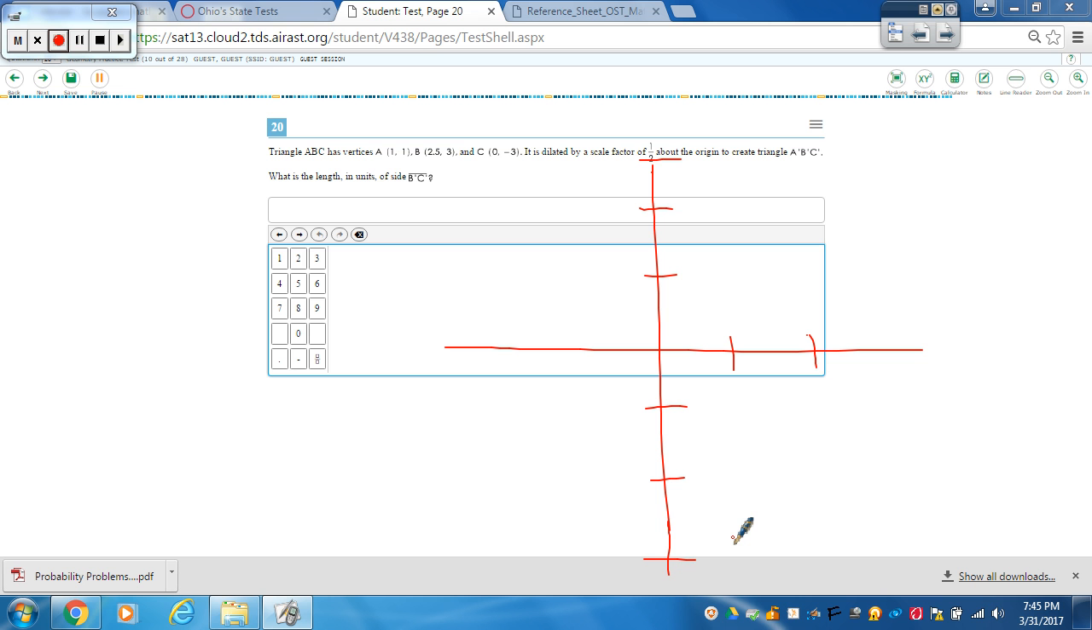All right. So A is at 1, 1. B is at 2.5, oh, 2.5 comma 3. So we're up in here. And C is going to be at 0, -3. So C is down there, and yeah, I didn't know if my board was even going to work that well. Okay, there's C.